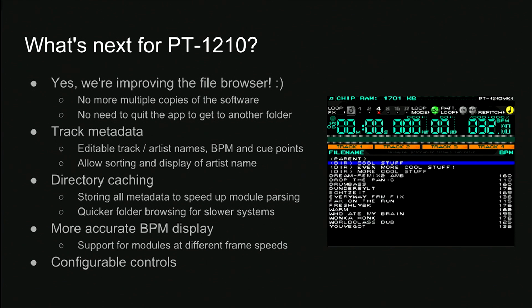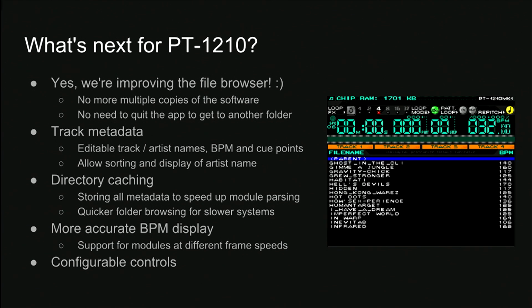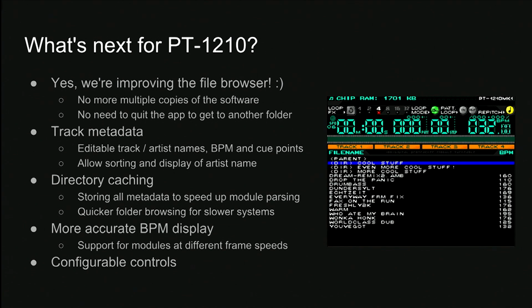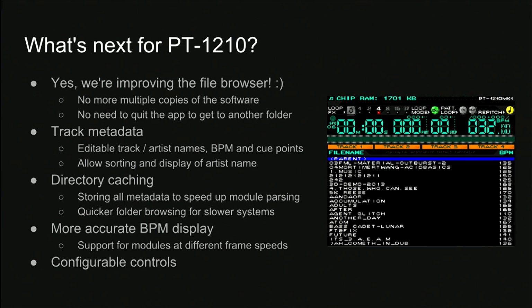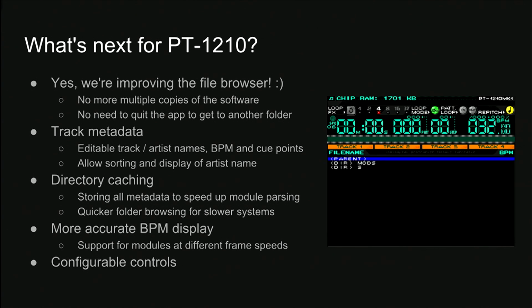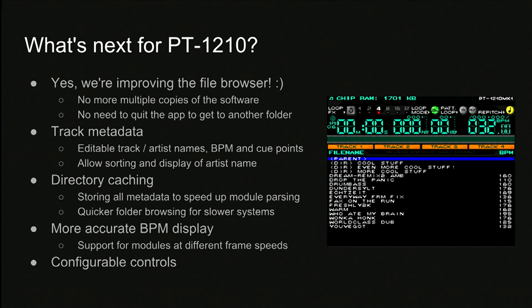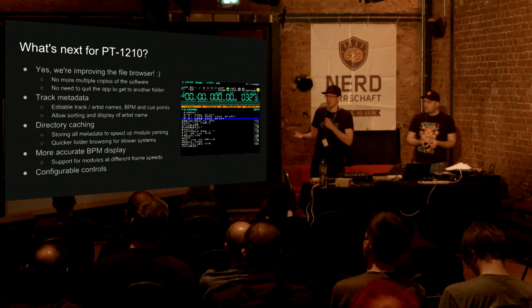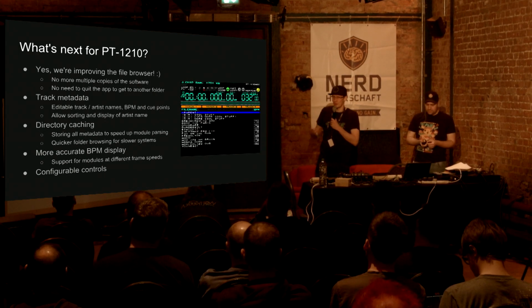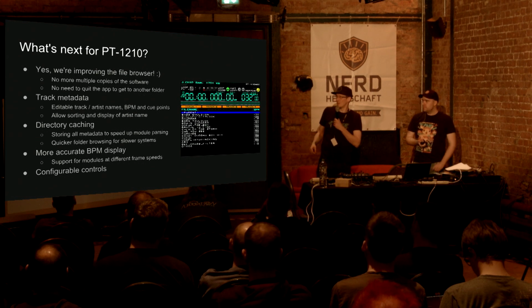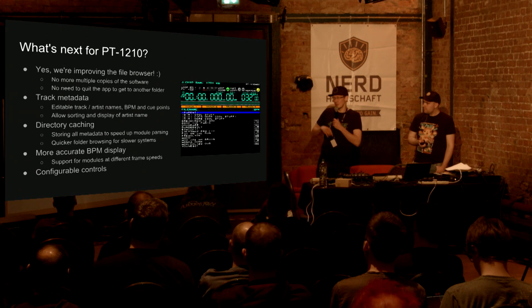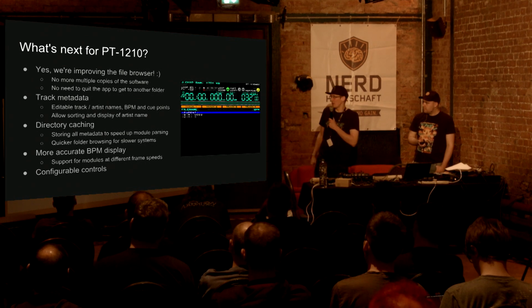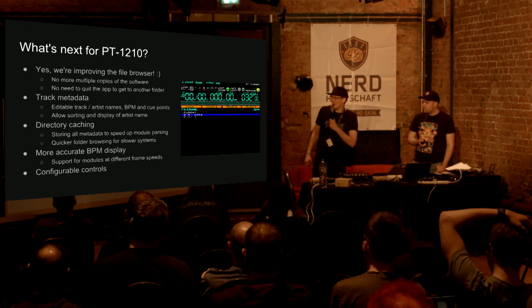We're also thinking about adding track metadata, so you can log artist names, BPM, configuration, cue points, that kind of thing. Directory caching, so on some of the slower Amigas like the 600, reading the folders and sorting that information can take quite a bit of time because the processor is a little bit underpowered compared to, say, the 1200. So we've worked out a way that's going to be super quick once it's scanned it, so you can just keep loading those up really quickly.